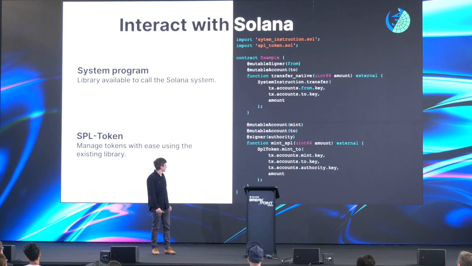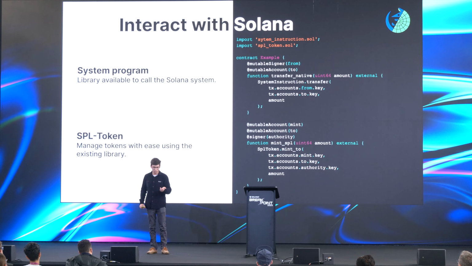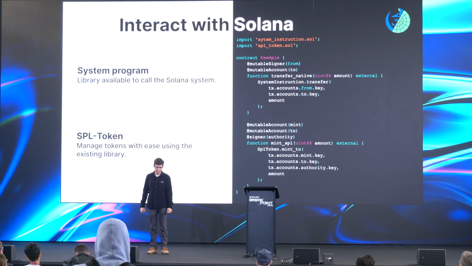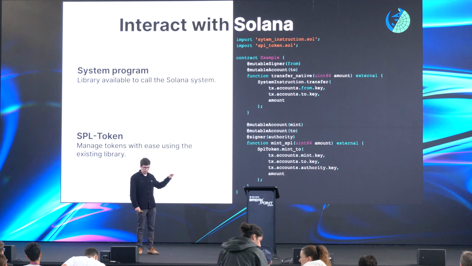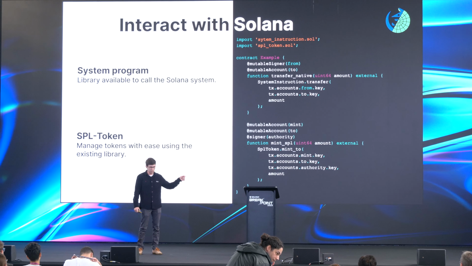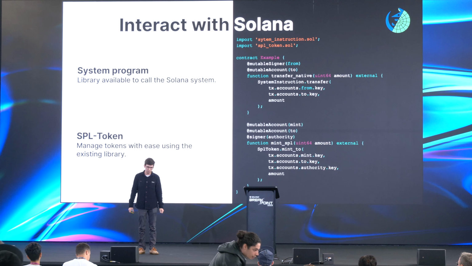We have two libraries available right now for Solidity. One of them is the system program, and the other one is the SPL tokens. So the system program allows developers to create accounts, transfer tokens, and so on. And the SPL token allows you to burn and mint tokens. And you can check that these calls are just simple functions. You can just call like .mint2 or .create because we have already implemented this on our side.